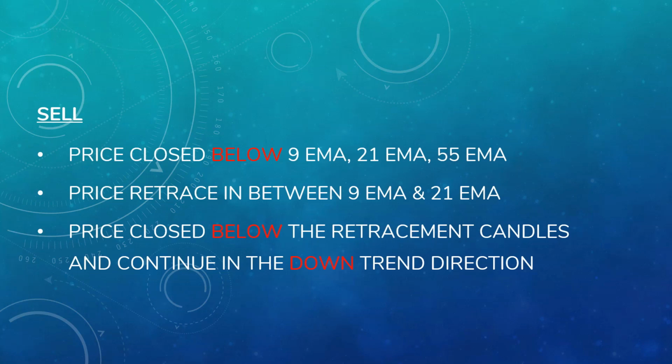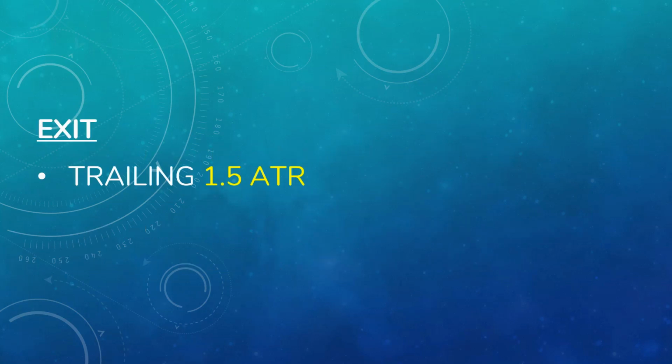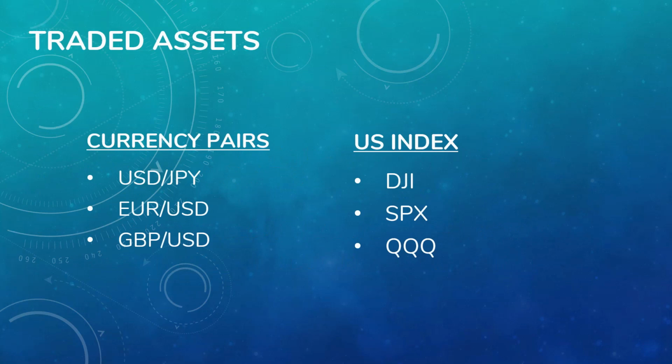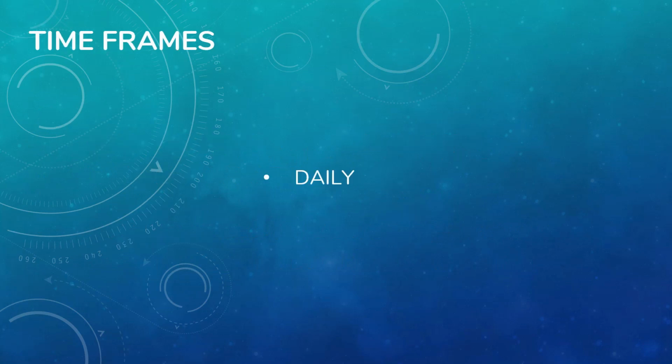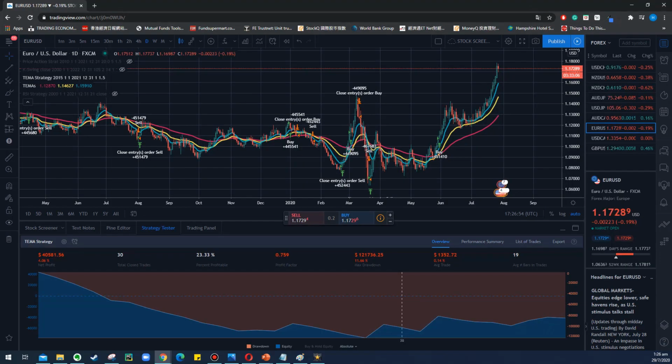Wait for the price to retrace back between the 9 EMA and 21 EMA. While the price is in between 9 EMA and 21 EMA, only sell when the price closes below the previous candle's low. We're going to use a dynamic exit by trailing 1.5 ATR and using the daily chart. Tests will be conducted on currencies and US indices. The testing period is from 2015 to 2020, we're using the more recent years so that the backtest results are more relevant to the present.